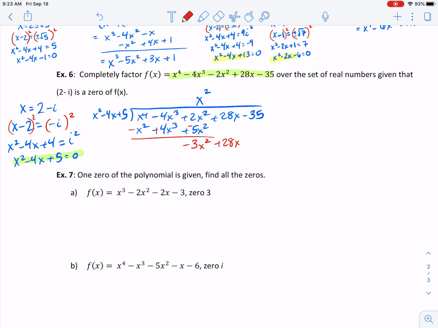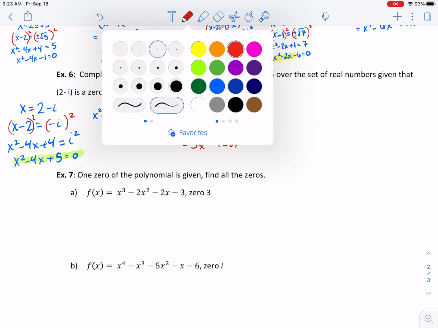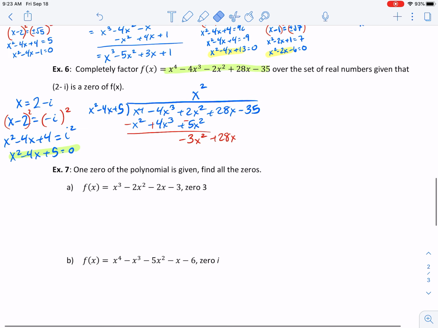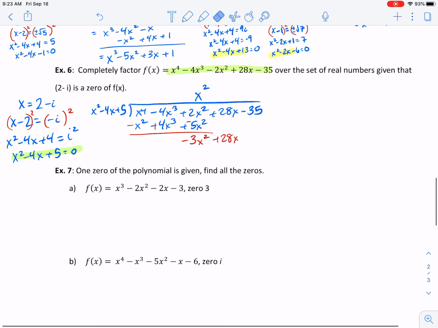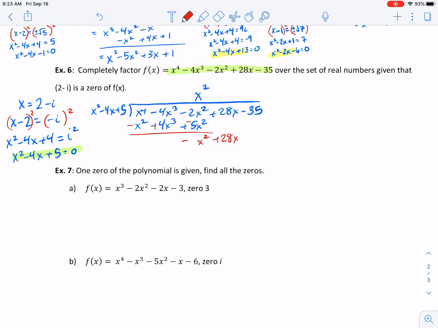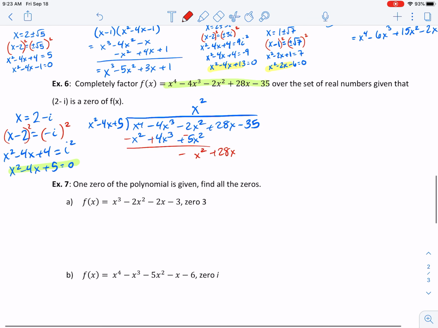Oh, I sure did. Okay, I expected it to work out nicely, and I realized that it wasn't working out nicely, so I knew something was wrong. Here's what was wrong. I made that a positive 2x squared instead of a negative. Okay, so let's fix this right here. I was just testing you to see if you were paying attention. Did you pass? Okay, so that becomes a negative 7x squared plus 28x minus 35.